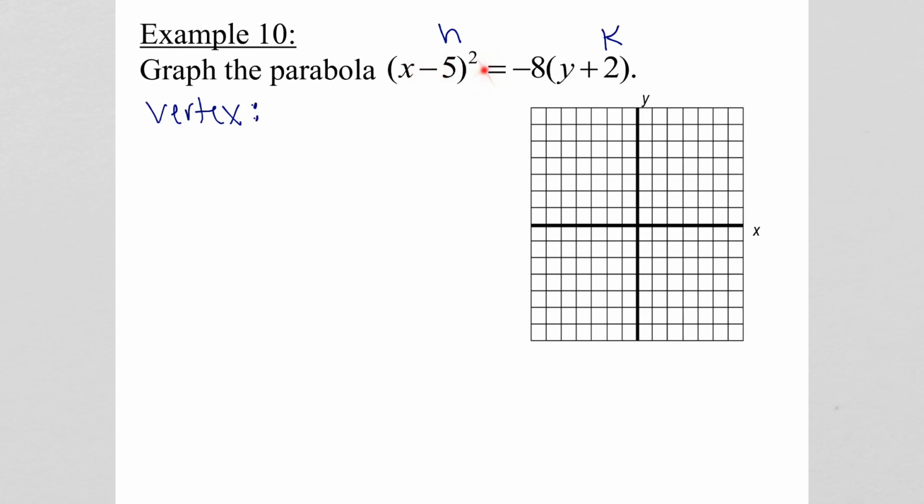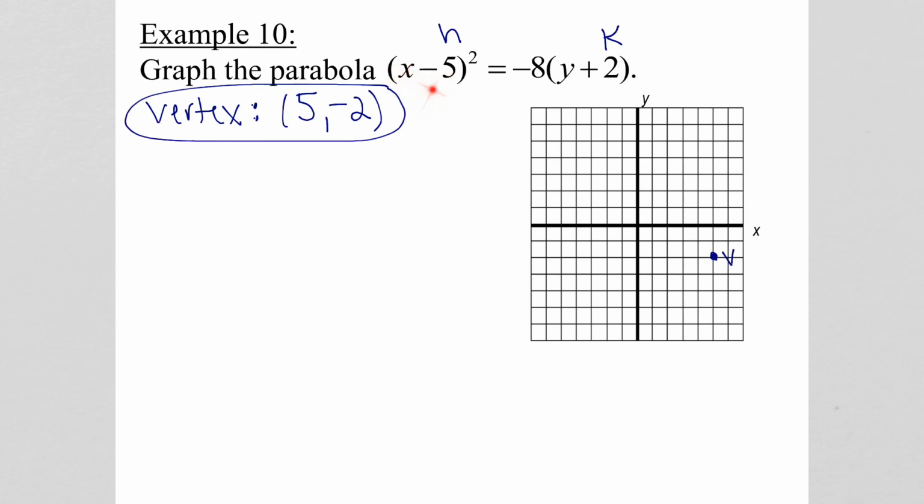Now remember, the formula already has the minus sign, so when I say (x - 5)^2, h is actually +5, because the formula already has the minus here. So the vertex is (5, -2). That's an important piece of this parabola. I'm going to graph that right there: 5, 1, 2, 3, 4, 5, and -2.